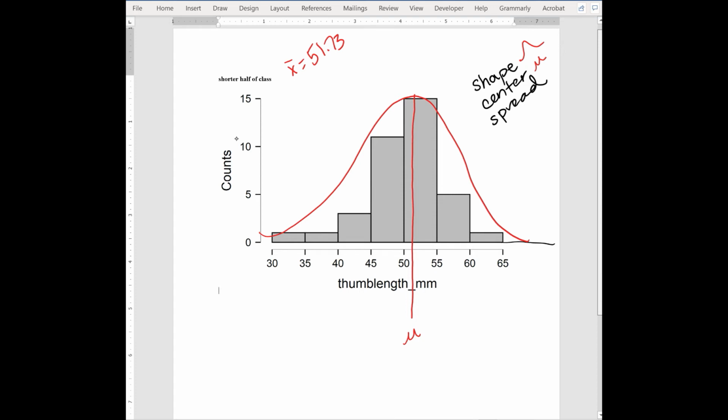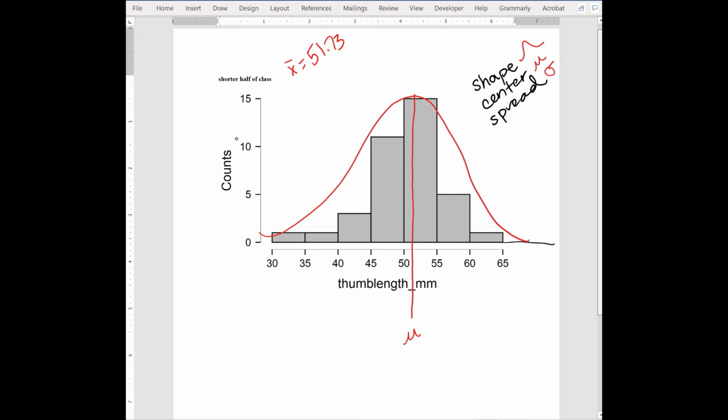Now, we also want to talk about how spread out our data are, so we have an idea of: are they tightly clustered together? Is it really spread out? And so here, we want to talk about the standard deviation. I can draw that better. The standard deviation, again, of our population, because this model represents a population.